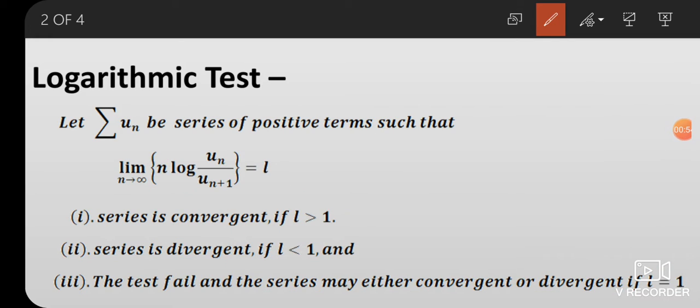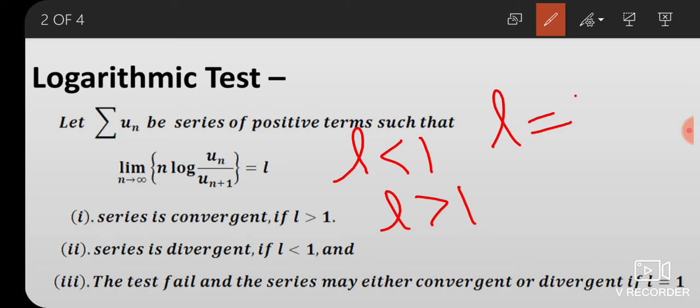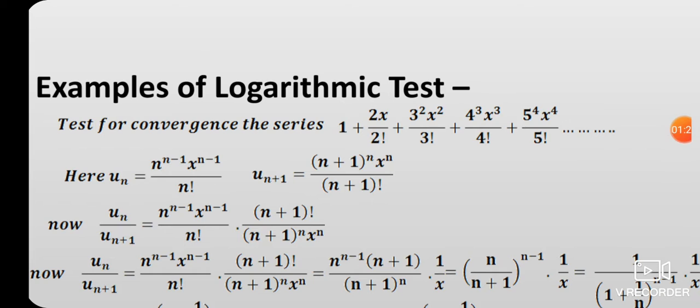According to the logarithm test, convergence or divergence depends upon the value of L. If the value of L is less than 1, then the series is divergent, and if the value of L is greater than 1, then the series is convergent. If L equals 1, then the logarithm test fails. How will we solve the problem of convergence?